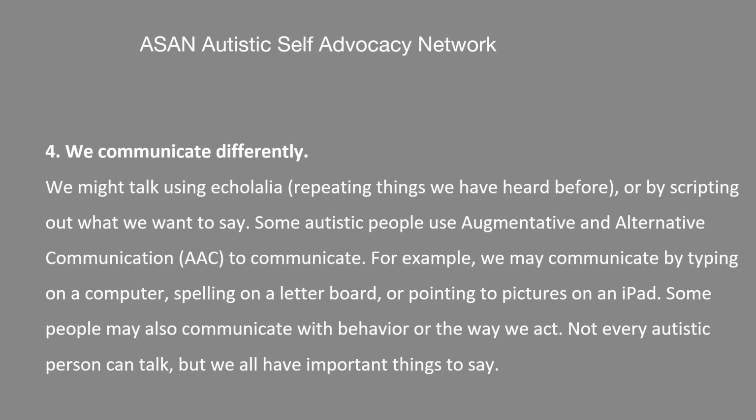They communicate differently. We might talk using echolalia, which is repeating things that they've heard before, or by scripting what they want to say. Some autistic people use augmentative and alternative communication devices to communicate. For example, we may communicate by typing on a computer, spelling on a letterboard, or pointing to a picture on an iPad. Some people may also communicate with behavior or the way that they act.